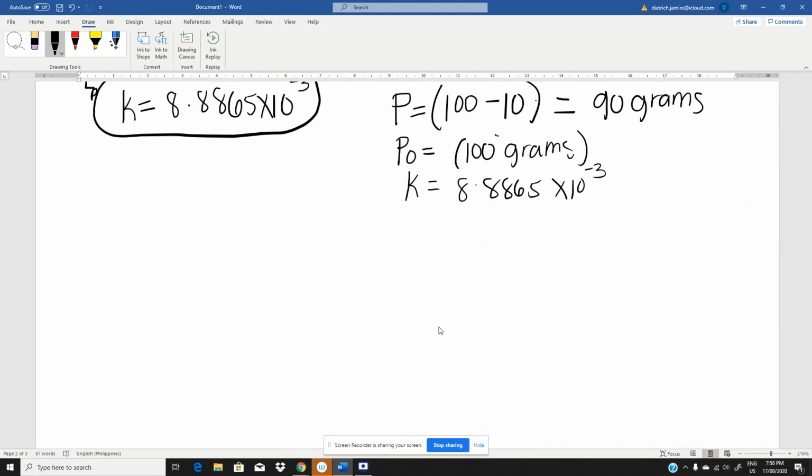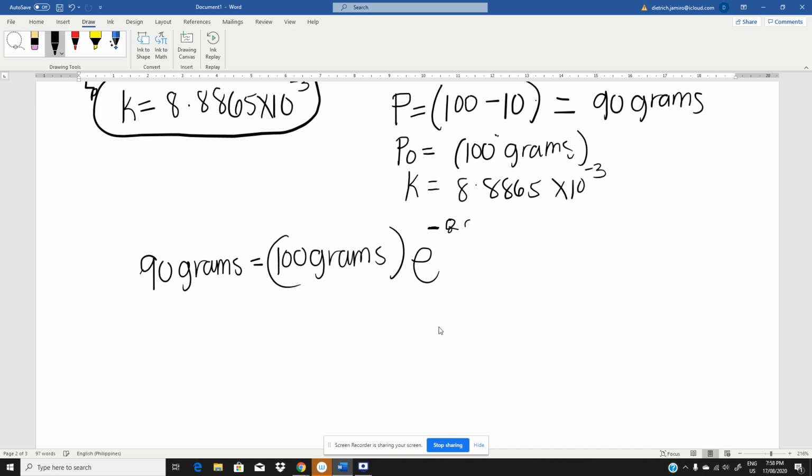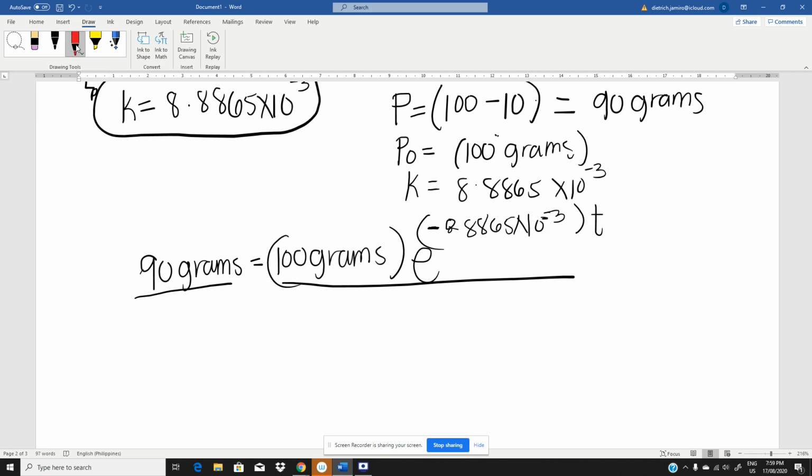Plugging in our given, we will have 90 grams equals P sub O, which is 100 grams, multiplied by exponential of negative K, where K is 8.8865 times 10 raised to negative 3, multiplied by T. Then, solving for T, we divide both sides of the equation by 100 grams.